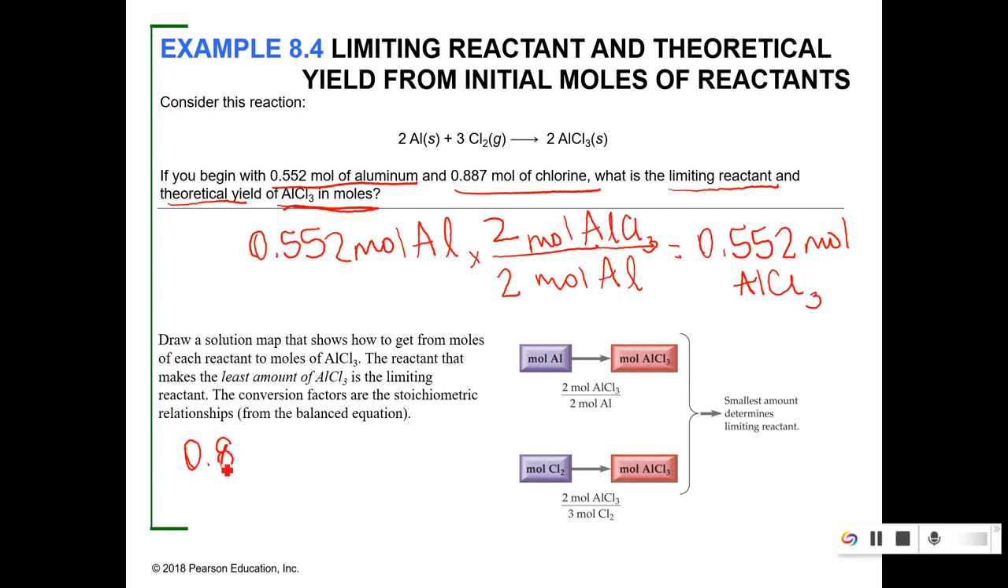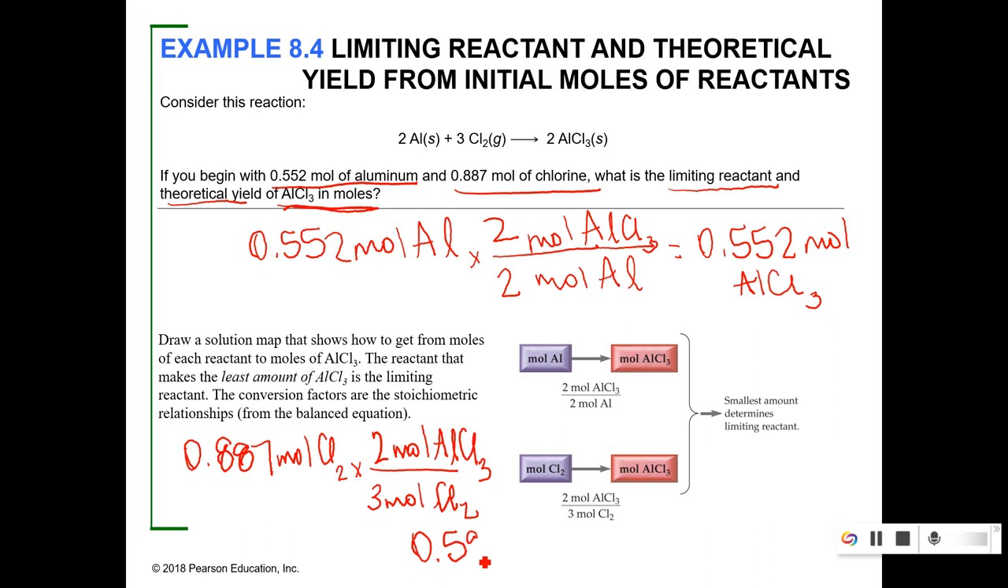Okay. Then we're going to do the other one. 0.887 chlorine. I do have 3 moles of chlorine for every 2 moles of aluminum chloride. So this one requires some math. I get 0.591 moles of aluminum chloride.